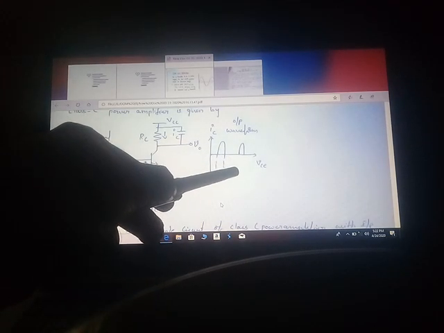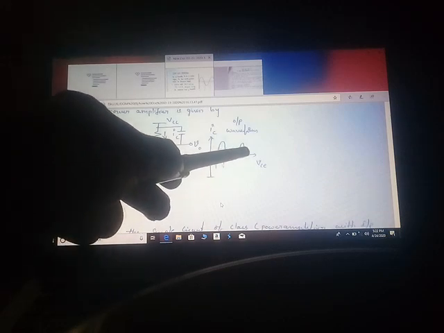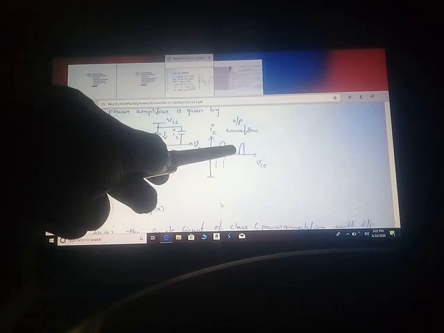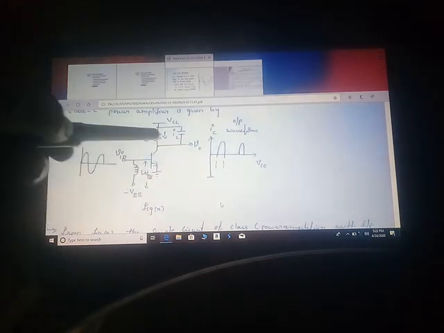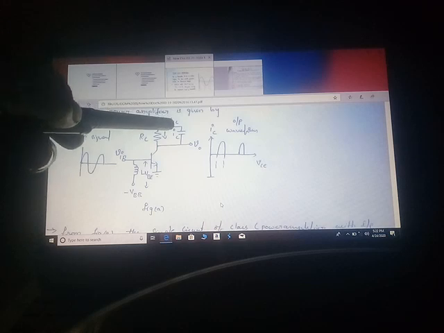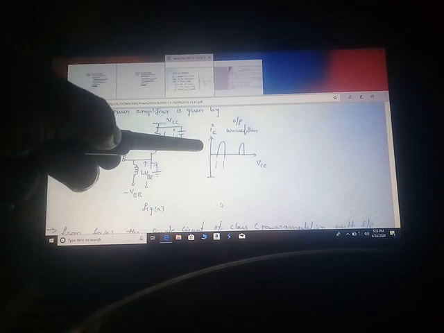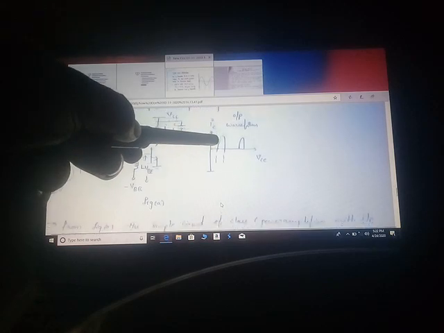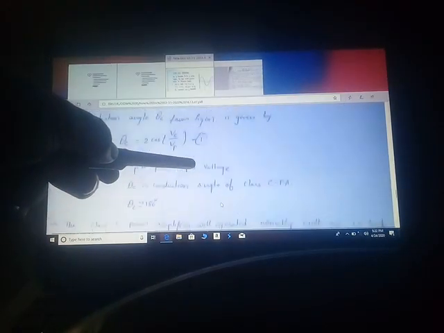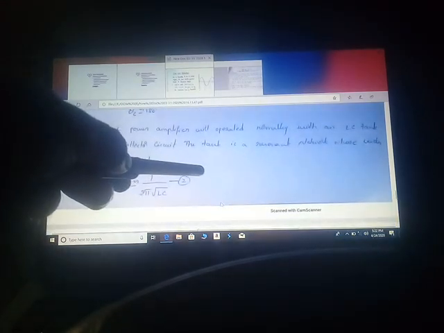Why are we not getting the negative peak? In the class B power amplifier we discussed in detail that whenever we construct the amplifier, it will be taken in the saturation region. In that region the current you are taking will be equal to 0. So due to that reason we are not getting any negative peak. These are a few points related to this.